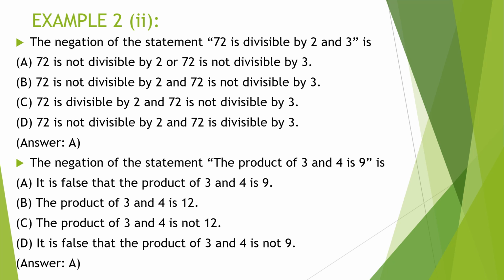So the negation would be 72 is not divisible by 2 or 72 is not divisible by 3. Similarly, the negation of the statement the product of 3 and 4 is 9. So what does this say? The product of 3 and 4 is 9. The negation would be it is false that the product of 3 and 4 is 9, because obviously nothing of the type is given, the product is 12 or anything of that kind. So the simple negation is it is false that the product of 3 and 4 is 9.